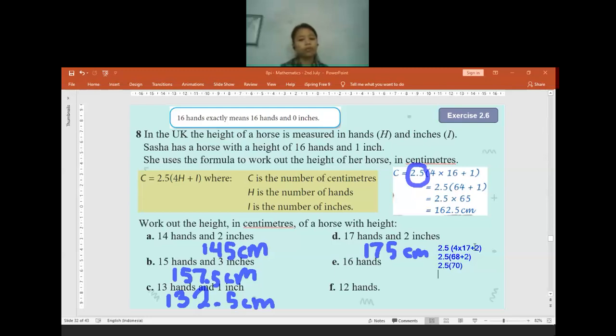Is there anyone who is confused or still has a different answer? If you do, maybe you can tell me so I can discuss it better and explain where you made a mistake. No questions? So if no questions, for question E, how many centimeters will it be for 16 hands? 160 centimeters, okay. If 12 hands, how many centimeters will it be?